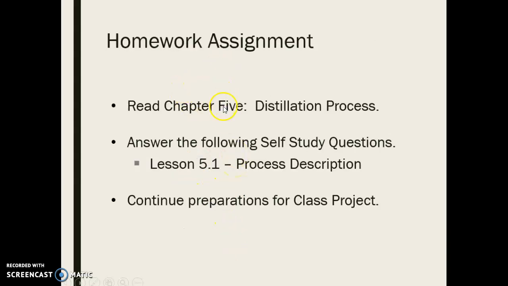Now this was nice and short because you do have your test. So do your distillation self-study questions in 5.1. And I hope you are working on your report. I know you're busy. We don't have a lab this week because you're taking your test. I'll be downloading the test and sending it to you. It's in Word, and you can just resubmit it that way.